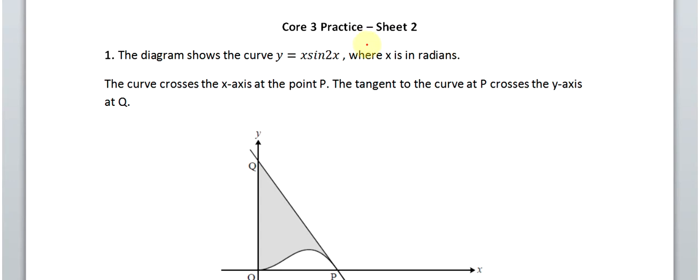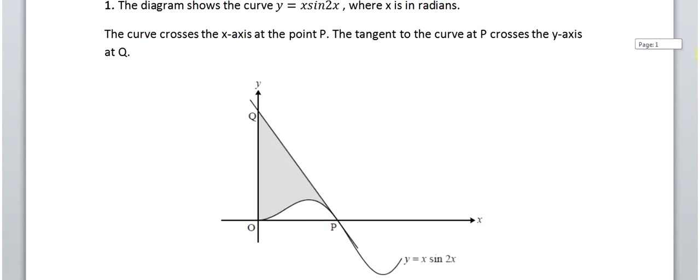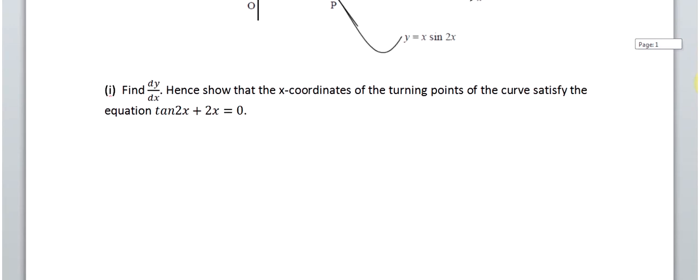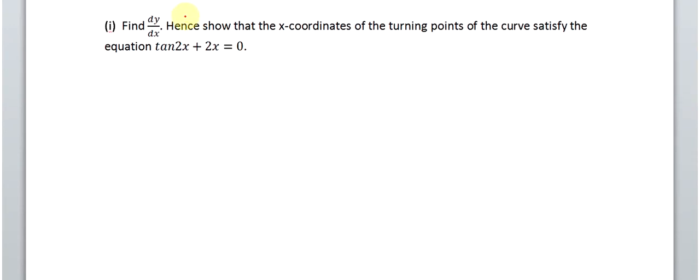So this video is going to explain how to solve the problems on sheet 2. First of all, we're told that we've got the curve y equals x sine 2x, x in radians, and then this bit of text here just explains something that we can easily see from the diagram. So for part 1, find dy by dx.